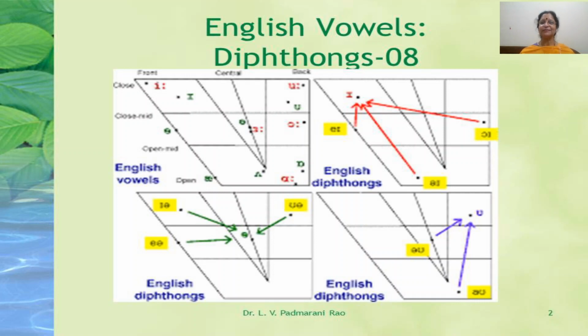Could you make out? So you understand the concepts of rising and falling. If the glide is rising, they are called rising. If the glide is falling, they are called falling diphthongs. You also understand the concepts of closing and centering diphthongs. If the glides are moving towards close, they are called closing diphthongs. If the glides are moving towards central, they are called centering diphthongs. There is also one more technical term involved in the production of this.